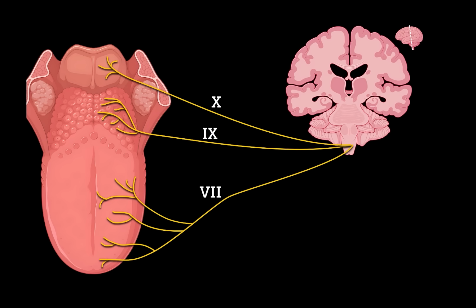Awesome. Once these signals leave the tongue and upper airway, all 3 nerves converge in the same place deep in the brainstem. They enter the medulla and synapse in a nucleus called the nucleus of the solitary tract.